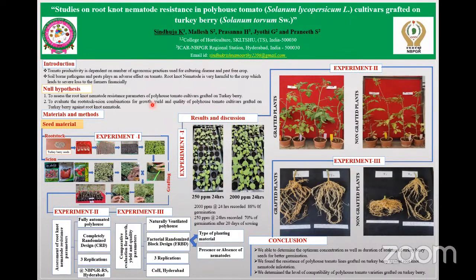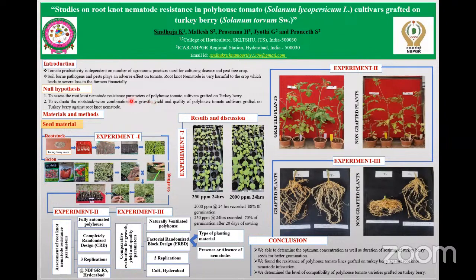As we know, nematodes have become one of the major problems under protected cultivation, mainly in solanaceous vegetable crops. They are very difficult to manage once established in the field. Some management practices through chemicals and crop rotations are also not that effective. So one effective eco-friendly technique needed to overcome this problem is grafting.